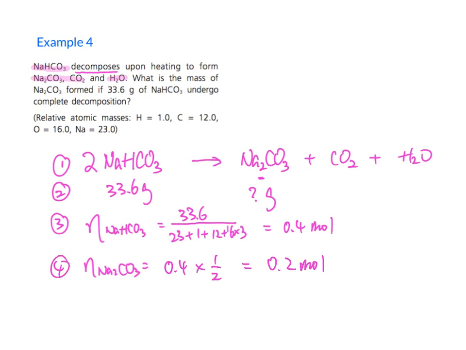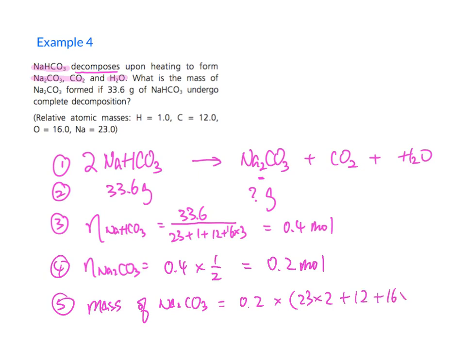Okay, so this is step 4. Step 5, you're going to find the mass of sodium carbonate. So you have 0.2 times (23 times 2 plus 12 plus 16 times 3). This one you have 42.4 gram. So the calculation more or less is like this.